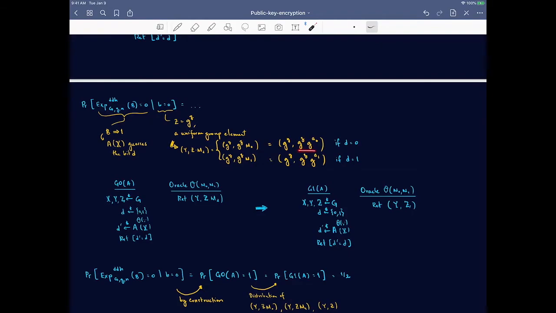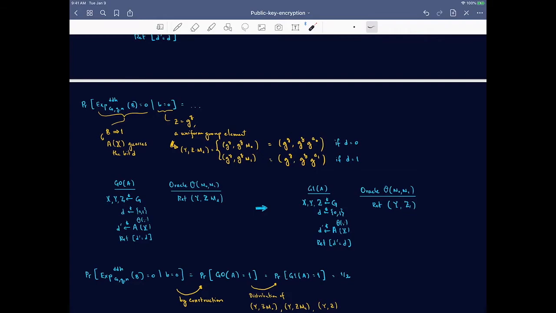But what I want you to observe is the following. If D is equal to 0, then Z times M sub 0 is just this, right? Now I've said M0 we can write as G to the A0 for some unknown A0. But what is the distribution of this product? Well, this is G to the Z plus A0 up in the exponent. But if Z is random, then Z plus A0 is random. So this is a uniform random group element. It's just a shifted uniform random group element.